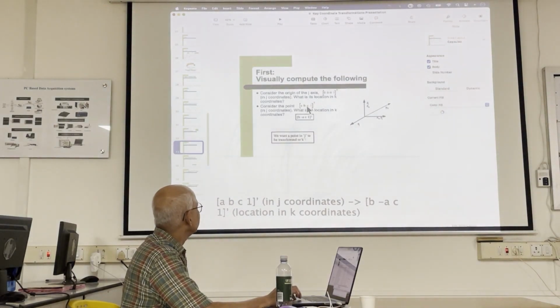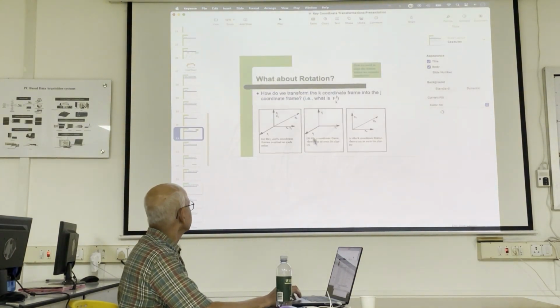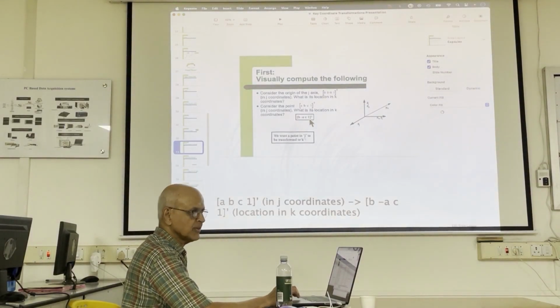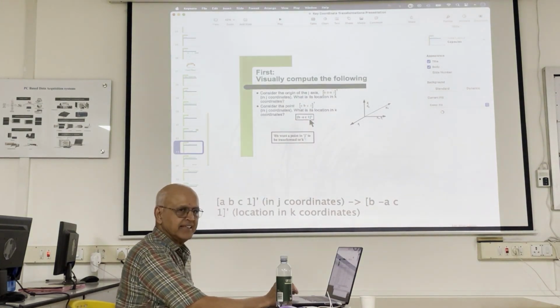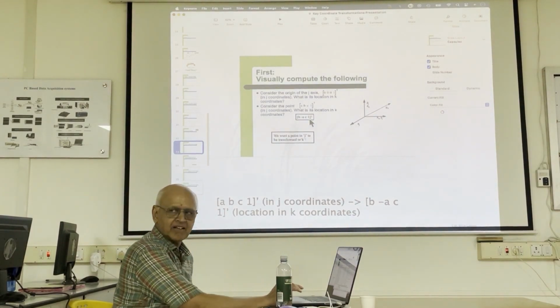ABC1 in the J coordinate system. Again, I like them to be pulled apart. In this system, ABC1 will be B minus A C1. You agree? And that's true for any B, A, and C. Agreed? Yeah.